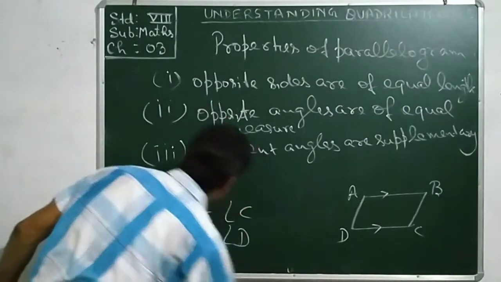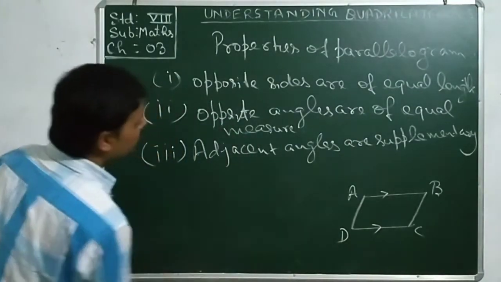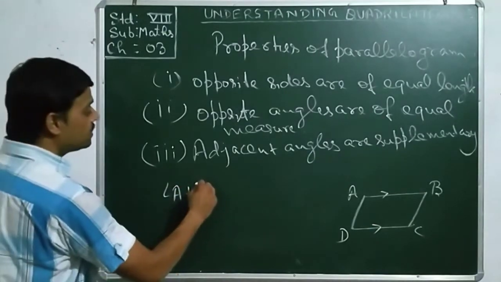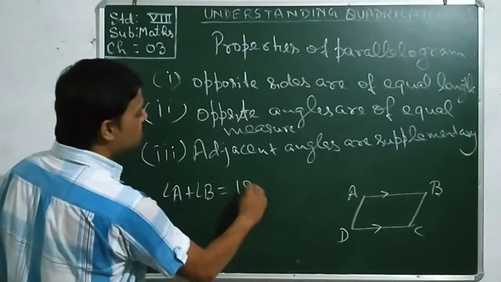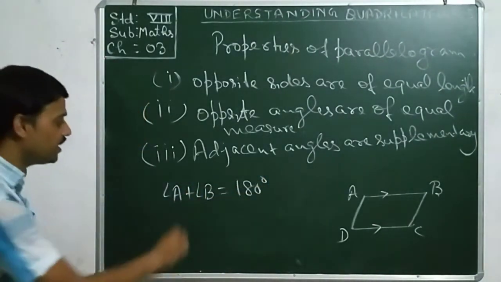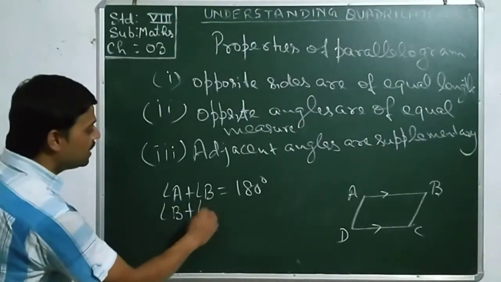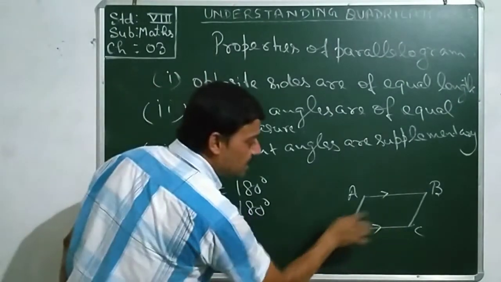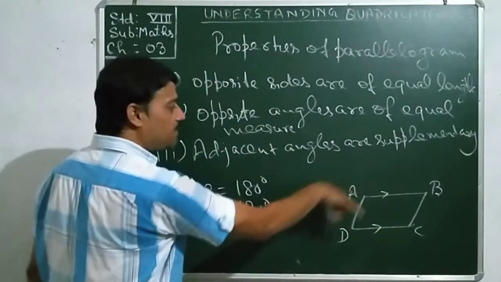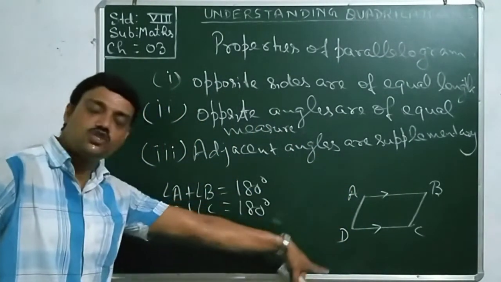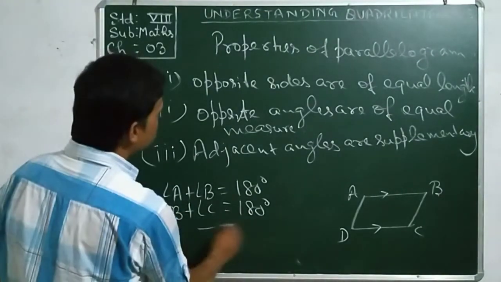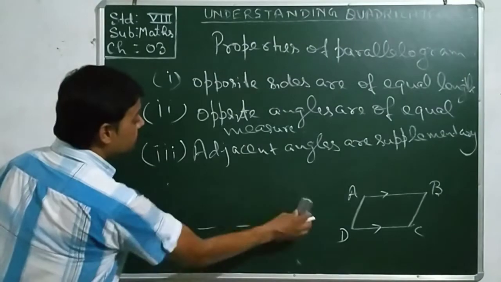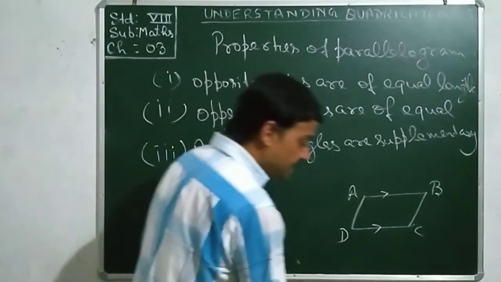That means the sum of angle A plus angle B will come to 180 degrees. Angle B plus angle C will also be 180 degrees. Angle C plus angle D is 180, and angle D plus angle A is also 180 degrees, and so on.